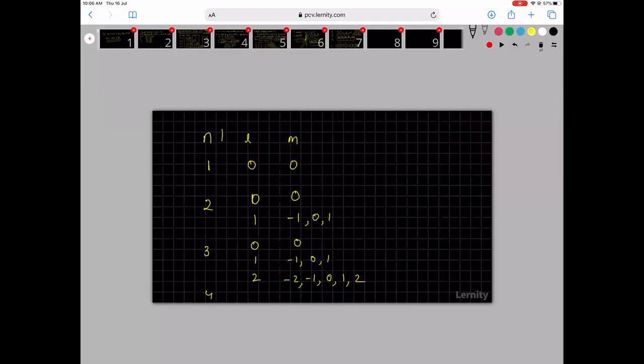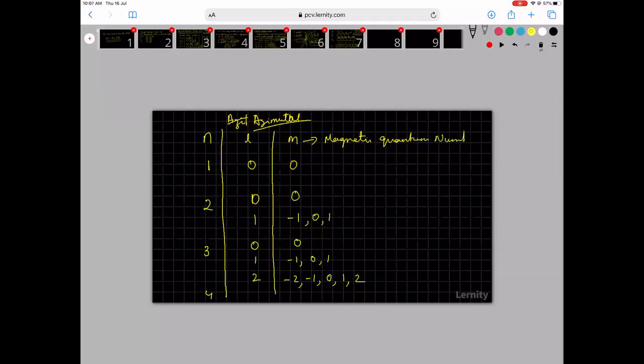So this is the N value, this is the L value, and this is the M value. L for azimuthal quantum number, M for magnetic quantum number, N for principal quantum number.